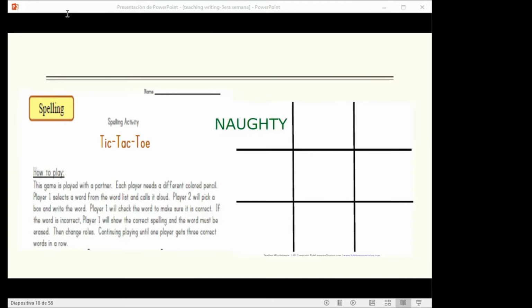All right? So these are two different ways to practice or reinforce spelling in our students. It depends on the vocabulary that you want to practice. It depends on you, on the level of your students.